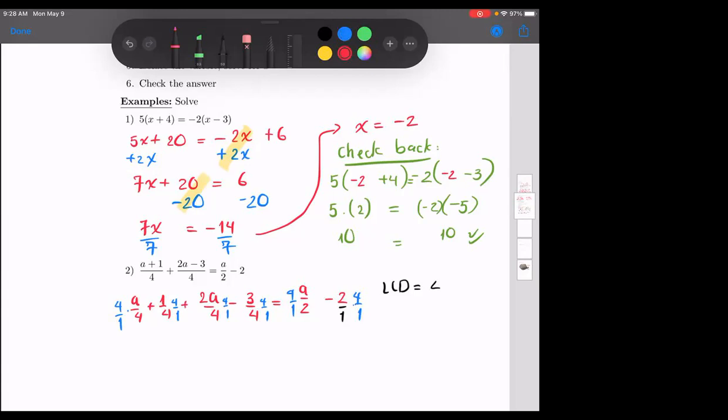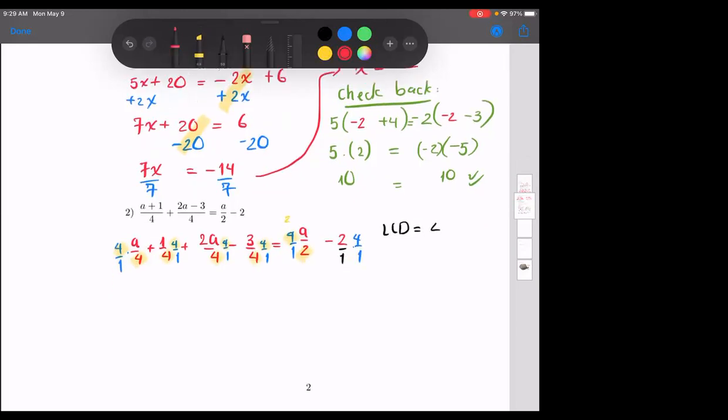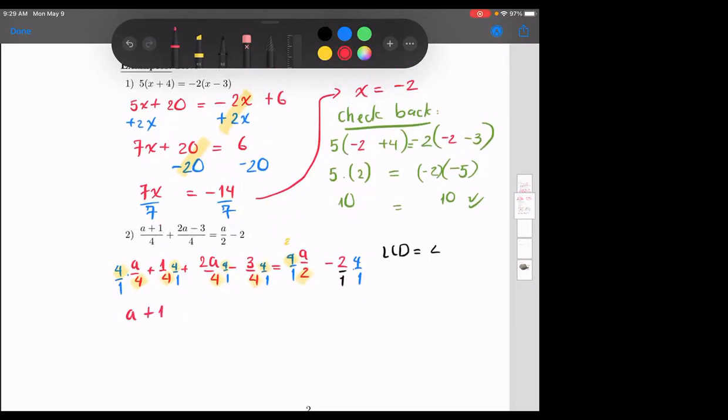So you don't change anything, right? You multiply everybody by 4 over 1, so the equation does not change. Next step, you simplify, right? 4 divided by 4 is gone, so that's just a. This thing is gone as well. This one gives me 2 on the top, right? So a plus 1 plus 2a minus 3 equals 2a minus 2 times 4 is 8.